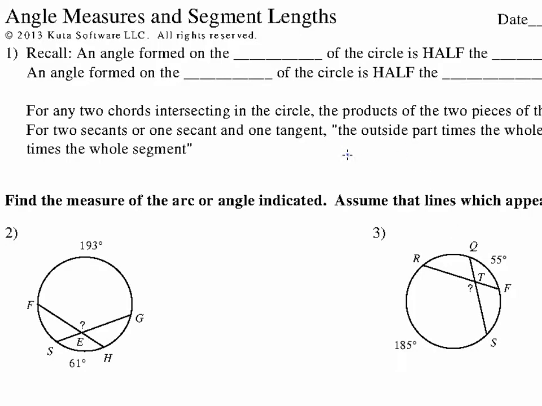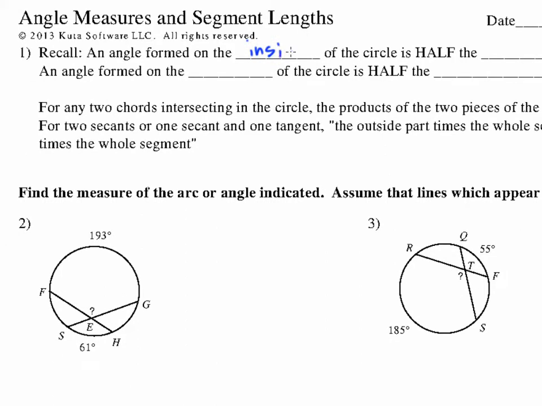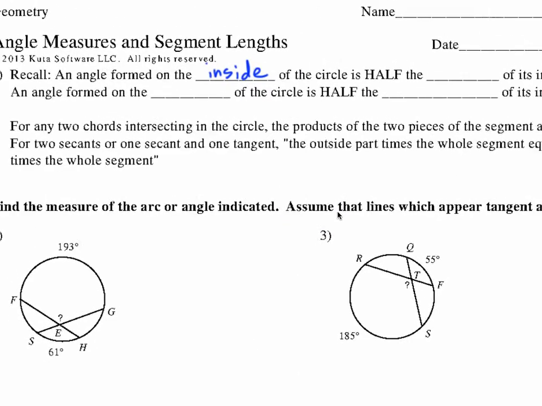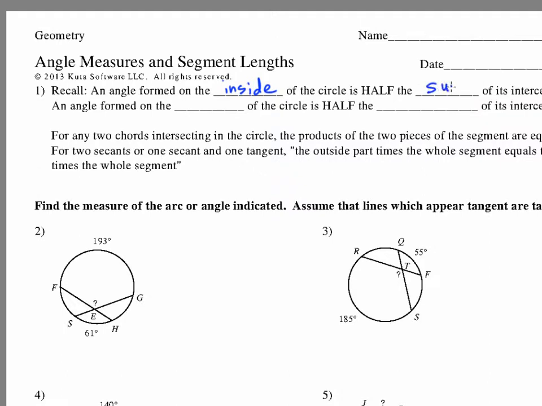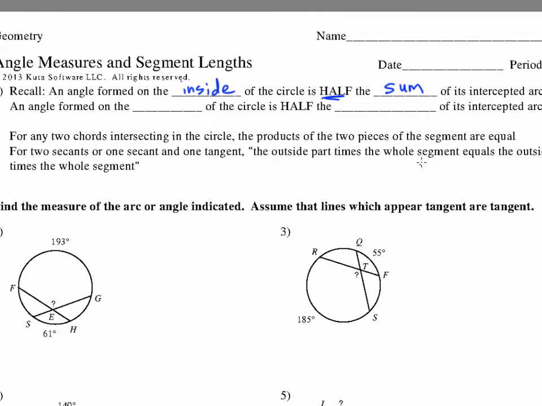Okay, so continuing on here, we're talking about angle measures and segment lengths. Again, recall an angle formed on the inside of the circle is going to be, zoom out a little bit, half the sum, right? On the inside is going to be half, keyword half the sum of its intercepted arcs. An angle formed on the outside is going to be half of the difference. Okay? Half of the difference.